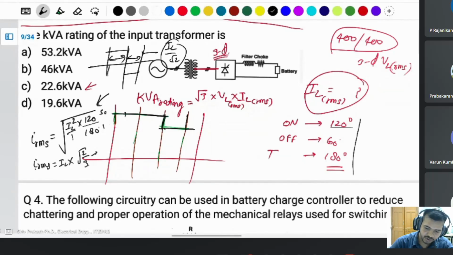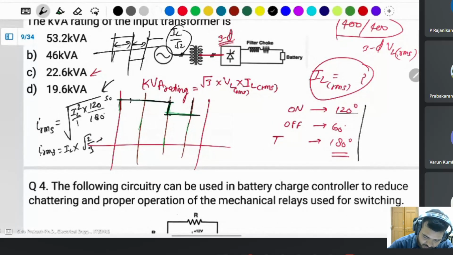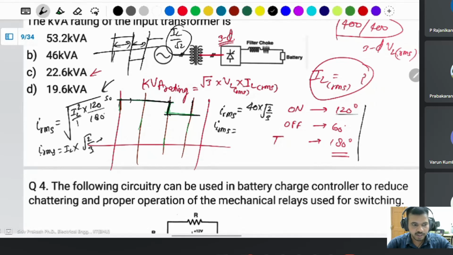Okay. Then calculate this one. IL RMS: IL is 40 ampere, calculated in the previous case, multiplied by root 2 by 3. It is 0.813, I think. This will be 32.65 ampere.